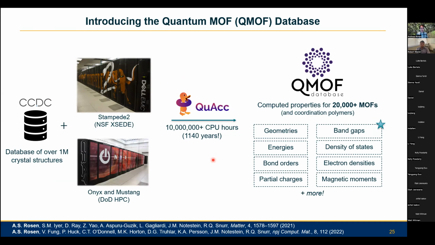This database was constructed by starting with crystal structures from the Cambridge Structural Database, which contains experimentally characterized crystal structures for 1 million materials, of which a subset are metal organic frameworks. With some help from really excellent computing resources, quite a bit of compute time, although perhaps not as much as I expected, and the high throughput workflow that I developed, I constructed this QuantumMOF or QMOF database that contains computed properties for 20,000 metal organic frameworks and what are called coordination polymers, which are these non-porous analogs of metal organic frameworks, like Prussian blue.